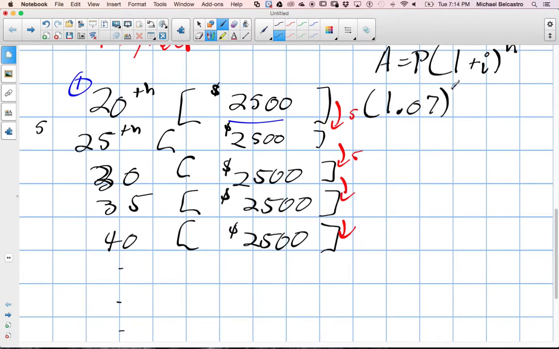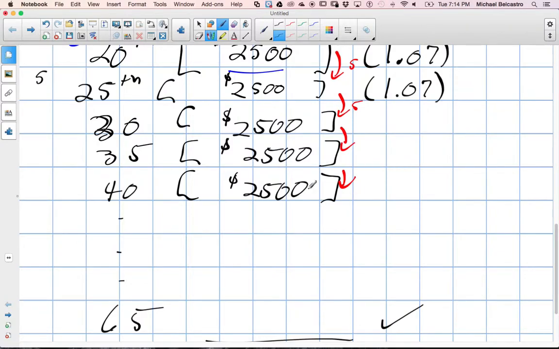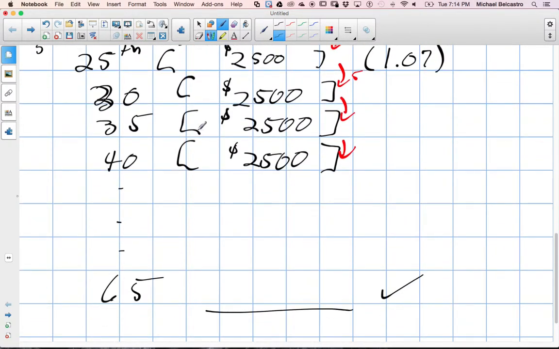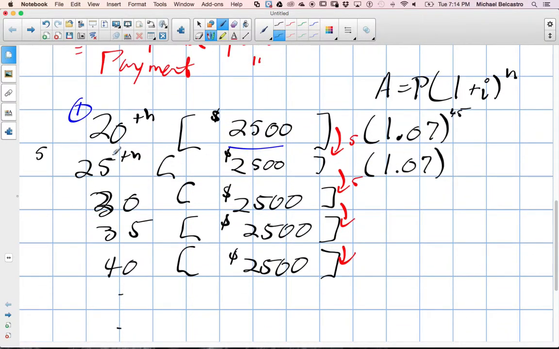Take a look. 65, let's subtract. 65 minus 20 should be 45. So at 20, the very first one, we set it up and we're going to get a value.